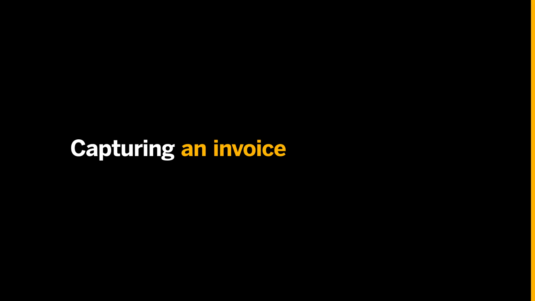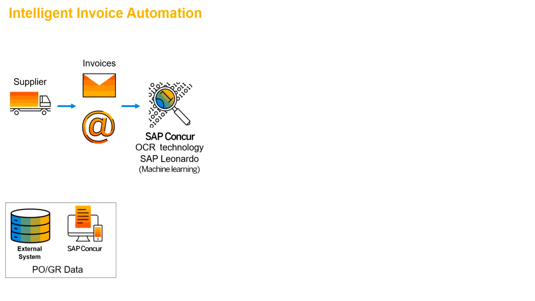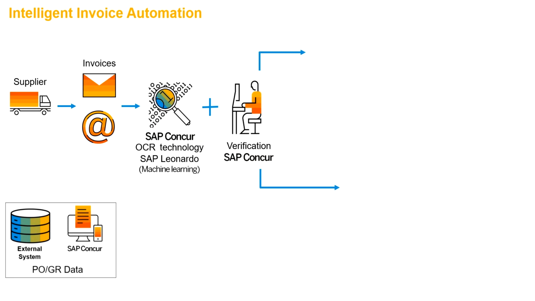Let's start with capturing an invoice. Your suppliers will receive a centralized email address to send invoices to. If an invoice comes in manually, simply scan or fax it to that centralized email. Once it hits the email, the data from the invoice is then extracted using optical character recognition, or OCR for short. The data is then verified or corrected by either an auditor or invoice verifier.